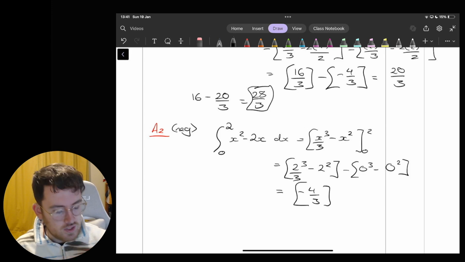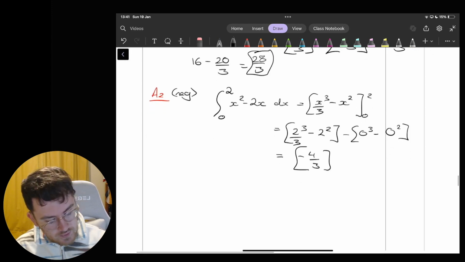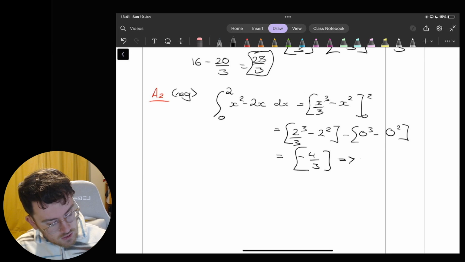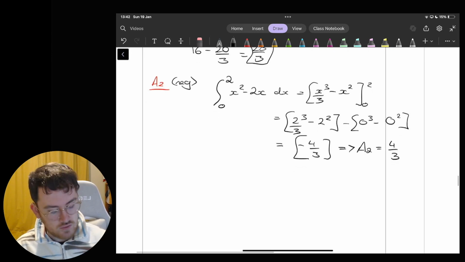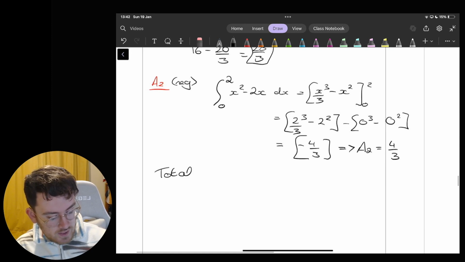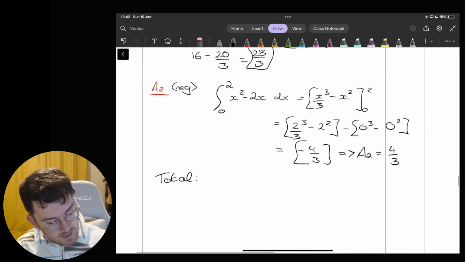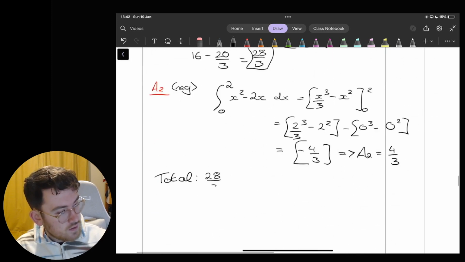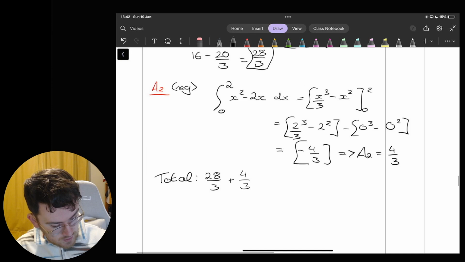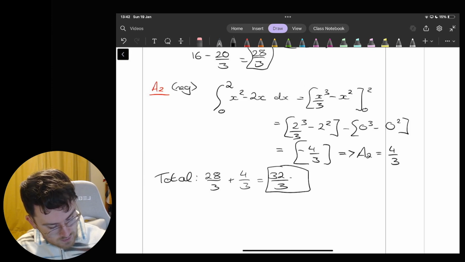X cubed over 3, of course, and then x squared over 2. So it should be a negative answer, but the actual area itself then needs to be positive, so 4 over 3. So the total area is going to be A1, which was 28 over 3, plus the 4 over 3, which gives me 32 over 3 units squared.